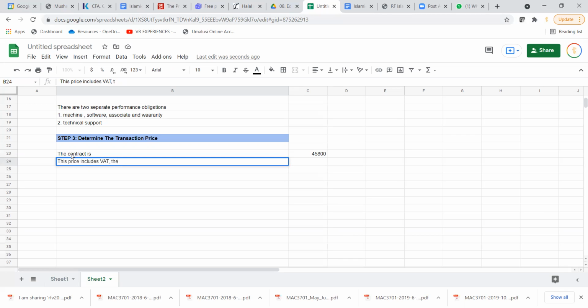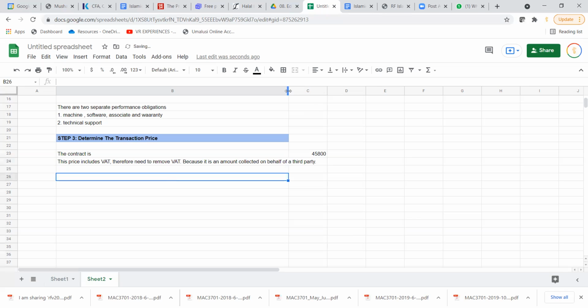therefore we need to remove VAT. Why do we remove VAT? Because it is an amount collected on behalf of a third party. Okay, we only want an amount that is collected on behalf of ourselves. We don't want an amount that is collected on behalf of someone else. So VAT is collected on behalf of a third party. So therefore we must remove VAT.